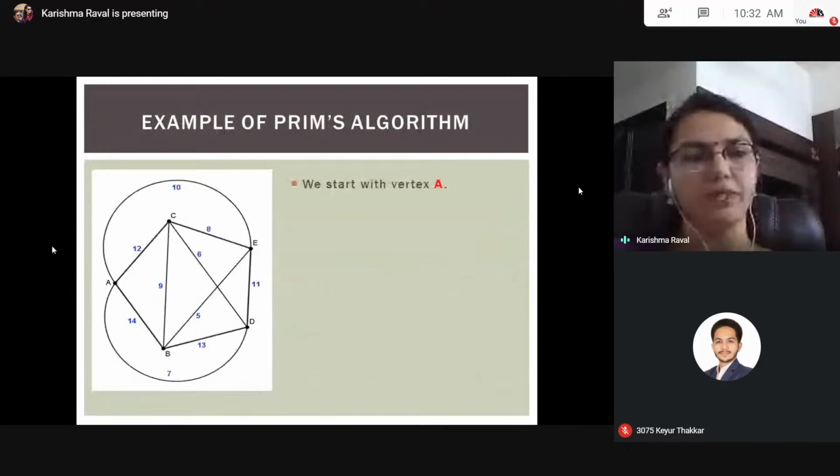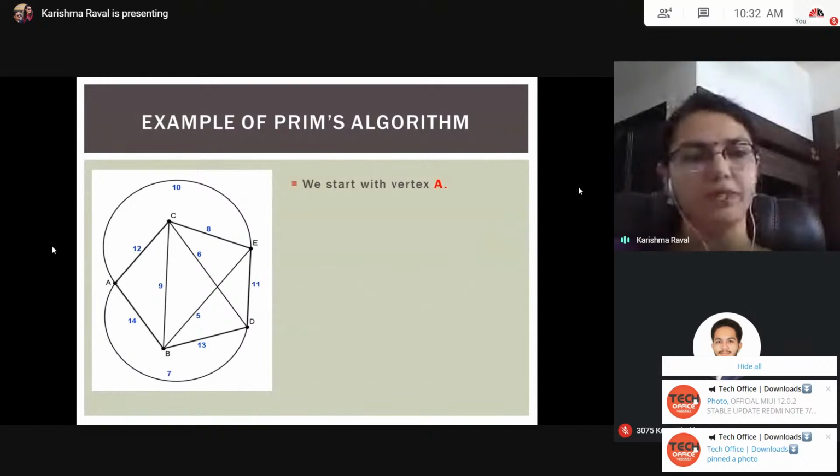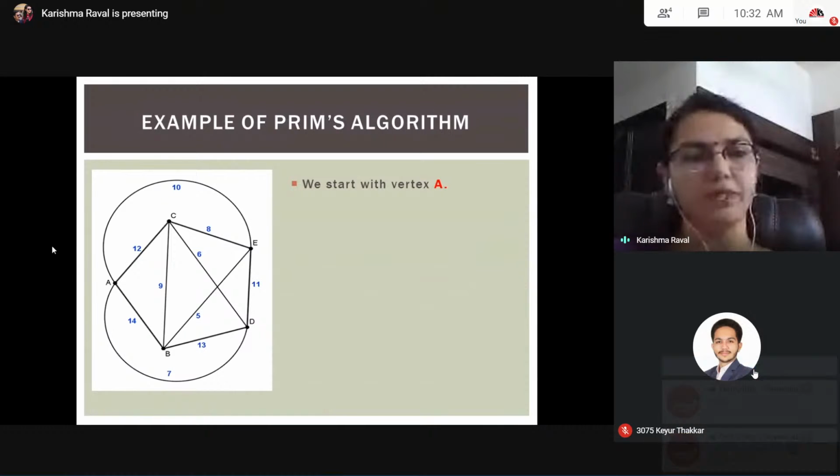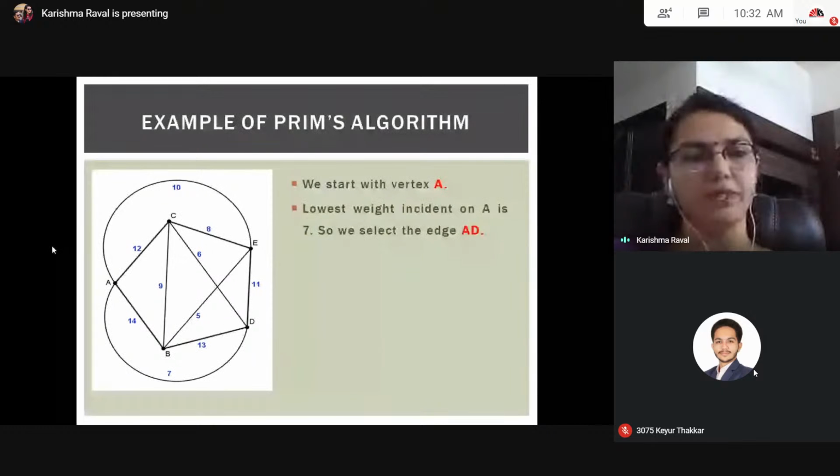The example of Prim's algorithm is in the image. In this image, we have started with vertex A. Once again, the question may arise in your mind: can we start with C? Can we start with D? Yes, you can start with any vertex. If nothing is mentioned, I am initializing with vertex A. You can observe that on A there are 4 edges incident with weights 7, 14, 12 and 10, out of which 7 is the least weight. So we have considered the edge AD.